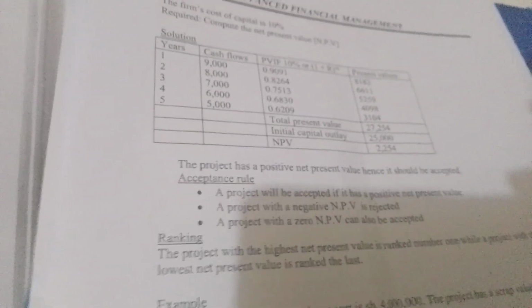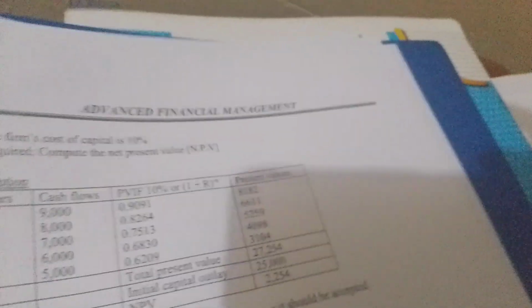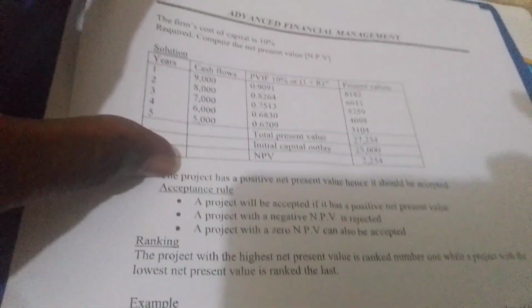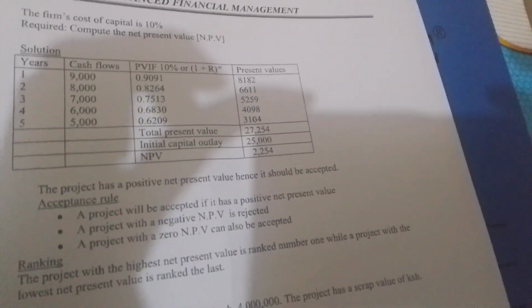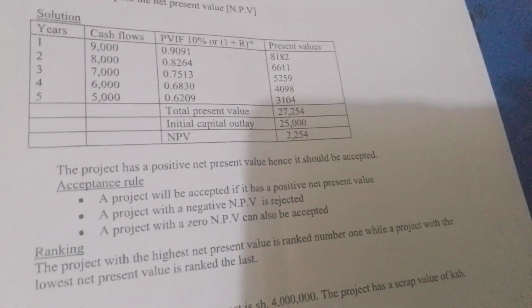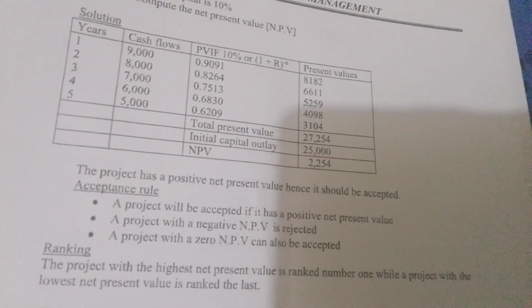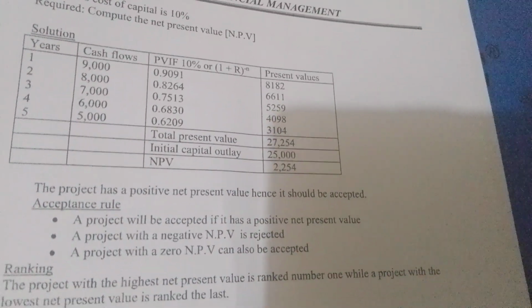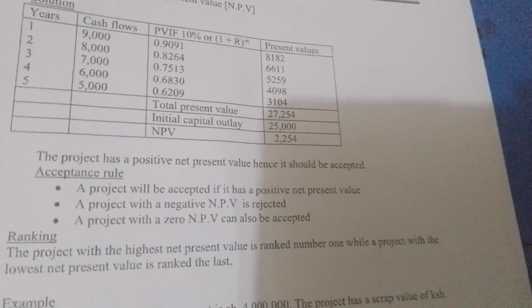So you should go back now to our discussion. Now you are provided with that particular information. So we have discussed that. We have finished that particular analysis. The project has a positive net present value, hence it should be accepted. Acceptance rule. A project will be accepted if it has a positive net present value.